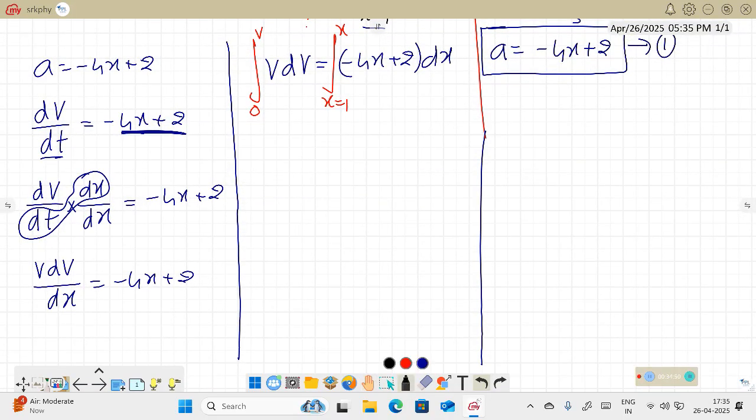For the mathematical part, the integral of v dv is v square by 2, and after that if you integrate this one, I can write minus the integral of 4x into dx.